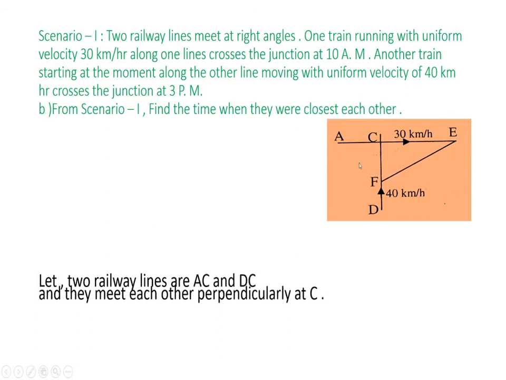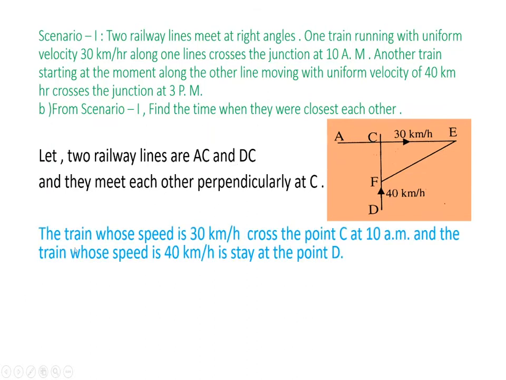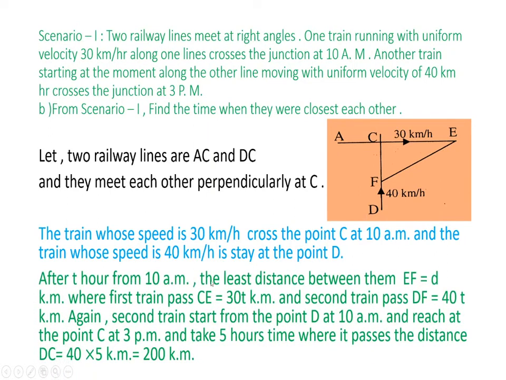At first we draw a figure. Let two railway lines be AC and DC and they meet each other perpendicularly at C. The train whose speed is 30 km per hour crosses the point C at 10 am and the train whose speed is 40 km per hour is at the point D. After T hours from 10 am, the least distance between them EF equals d kilometer, where the first train passes CE equal to 30T kilometer and the second train passes DF equal to 40T kilometer.